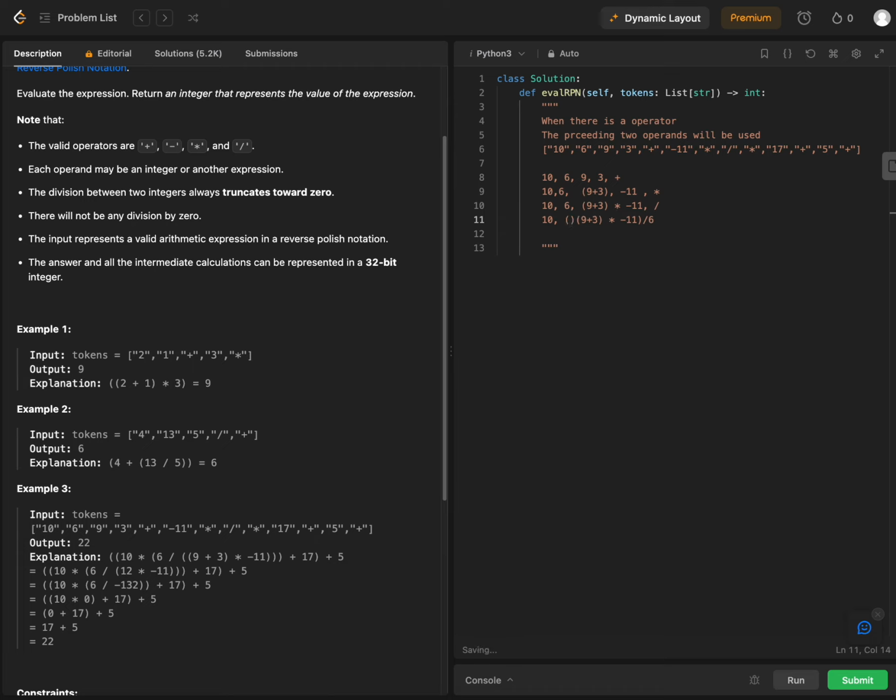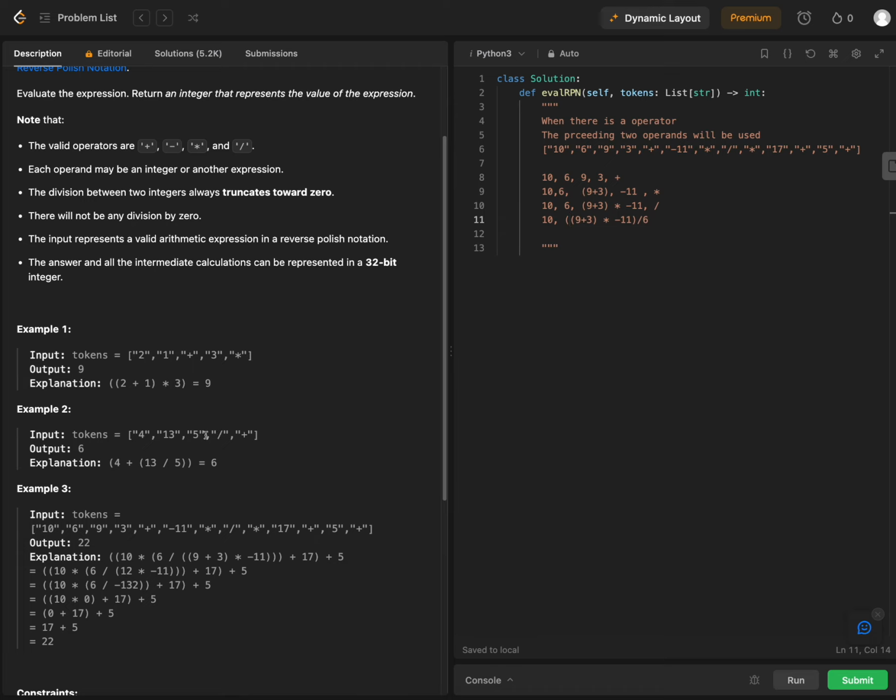We want the first one to be, wait, let's think about the order. Should it be 6 divided by this, or should it be 9 plus 3 multiplied by this? If I'm not wrong, it should be the last operand followed by the first. Let's take a look at this, right? 4, 13, 5, all right, divide.